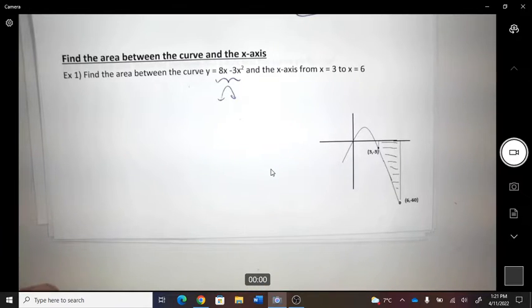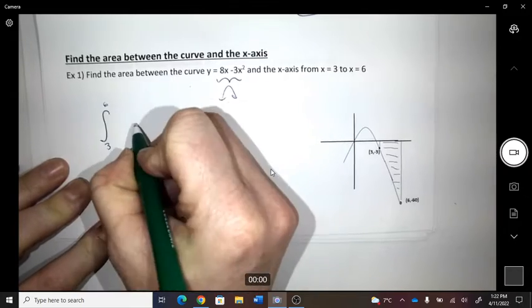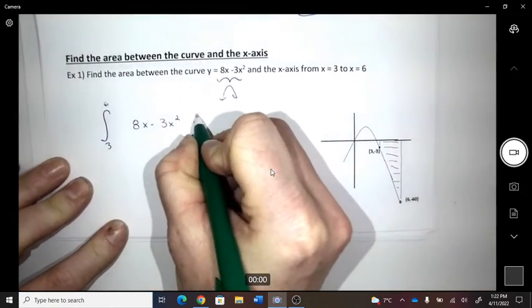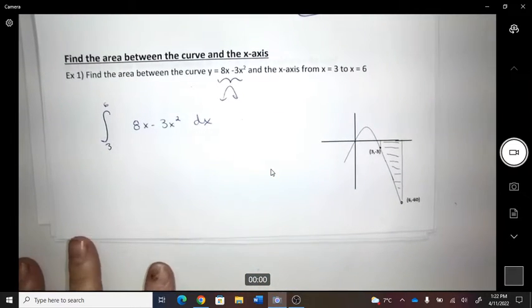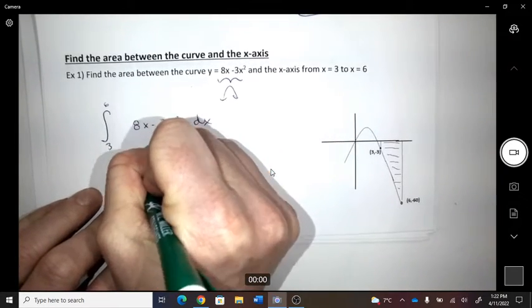Okay, so how do we set it up? We go the integral from 3 to 6 of this equation with respect to x. So that's the setup that says here's the area. Okay, so now we're going to actually do the integration.